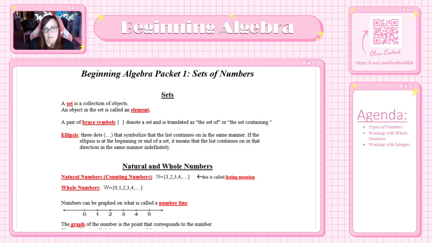When we're talking about math, we're going to have sets of numbers, and so each number is going to be an element. When you're talking about sets in math, you're going to use these symbols here, the curly braces. These curly braces will go around the list of numbers.